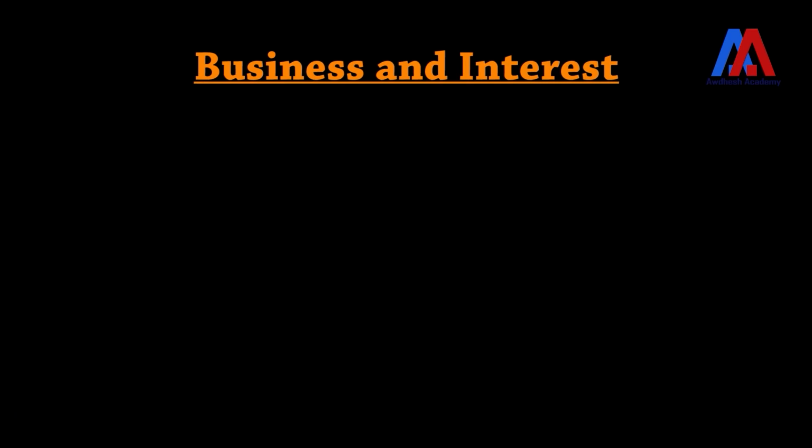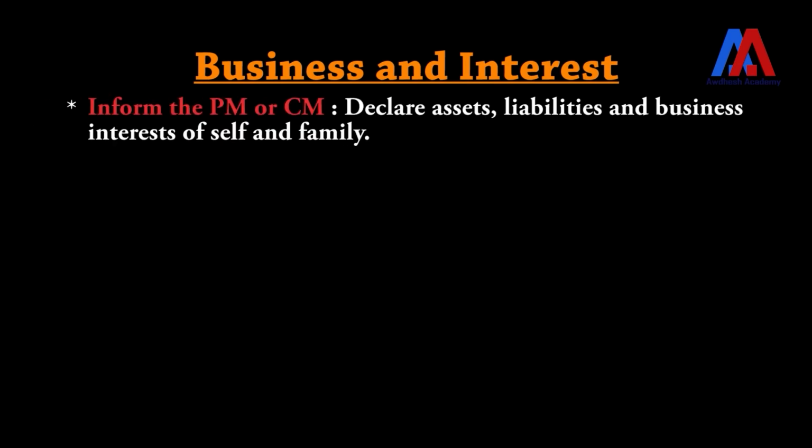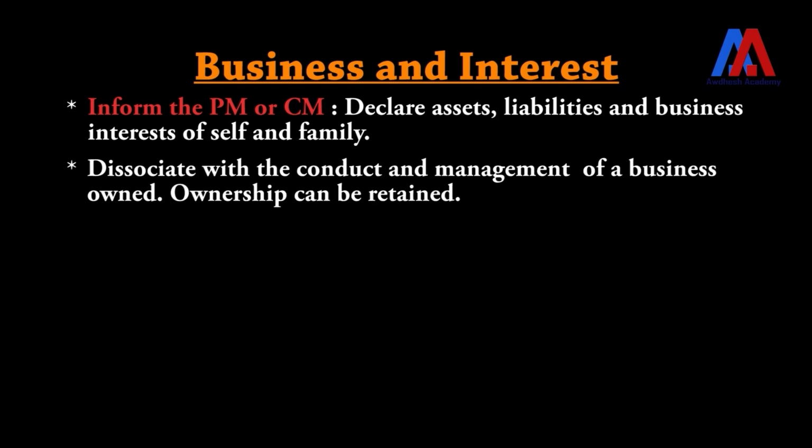The first is dealing with the business and interest. It says that the ministers should declare their assets, liabilities and business interests of self and their family to the Prime Minister or the chief minister of their respective states. They should dissociate themselves with the conduct and management of the business which are owned by them. So the business can still be owned by them, they can still be the owner, but the day-to-day management of the business, day-to-day conduct of the business, they should not do, they should dissociate themselves, because being a minister is a full-time job and they cannot simultaneously do a business along with that. So they can own the business, but they have to dissociate with the day-to-day management of the business.